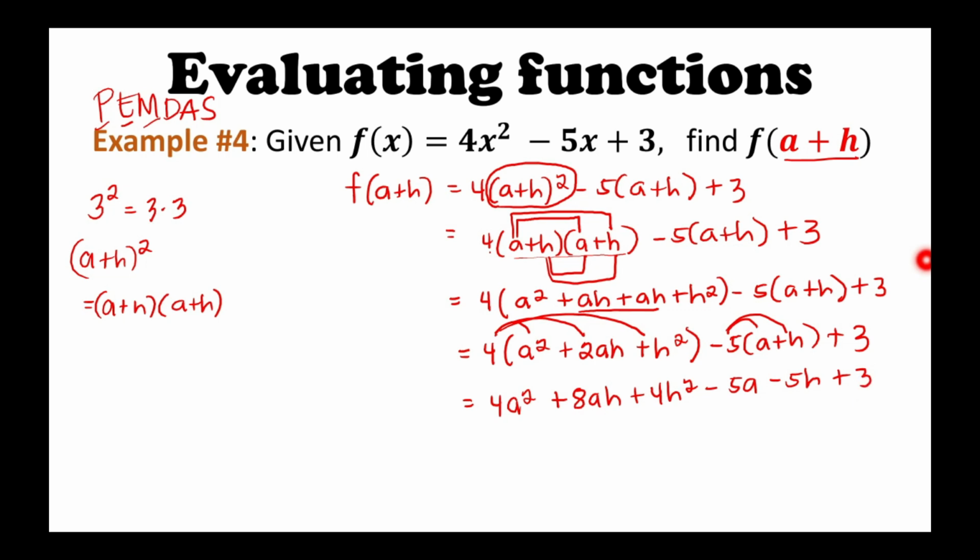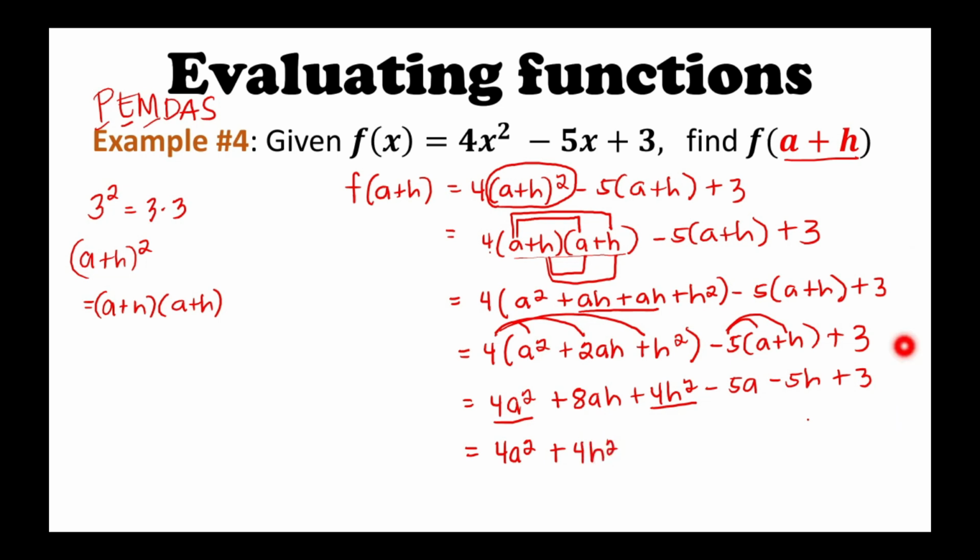May mga like terms ba tayo? Pag sinabi natin like terms, pareha ng variables at pareha ng exponent. In this case, mukhang wala naman tayong nakikitang like terms. So what we are going to do is arrange na yung exponent natin from highest to lowest. Ang pinakamataas na exponent natin dyan is yung square. So bring down natin itong 4a square followed by 4h squared.